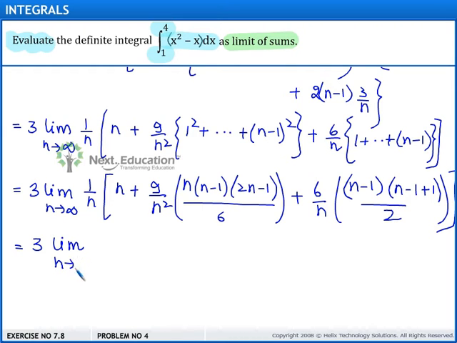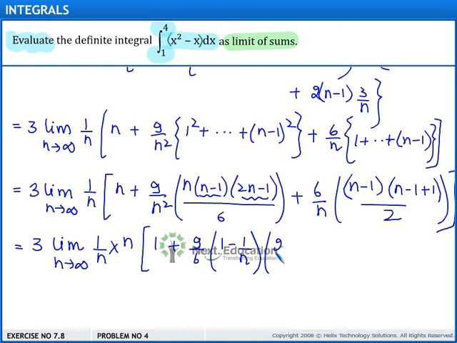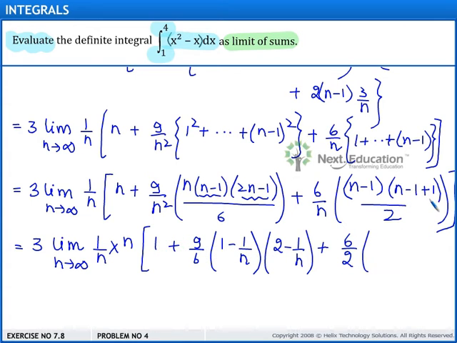Limit as n approaches infinity of 1 upon n, and taking n common, here we have 1 plus, taking n common, we have 9 upon 6 into (1 minus 1 upon n), taking 1 n with this and taking n with this bracket, we have (2 minus 1 upon n), and 1 n we have taken common, plus 6 upon 2 into n, from here we have taken common, so we have (1 minus 1 upon n).